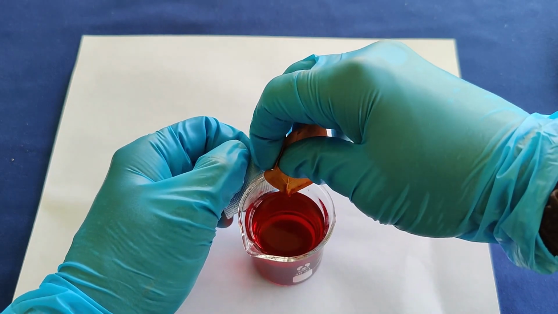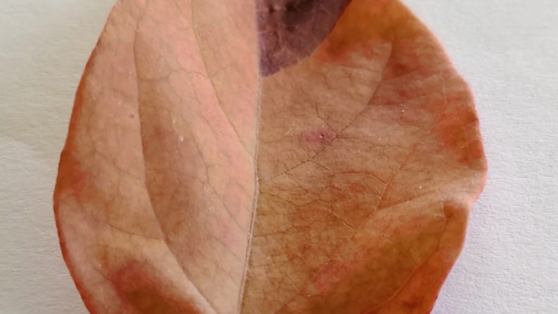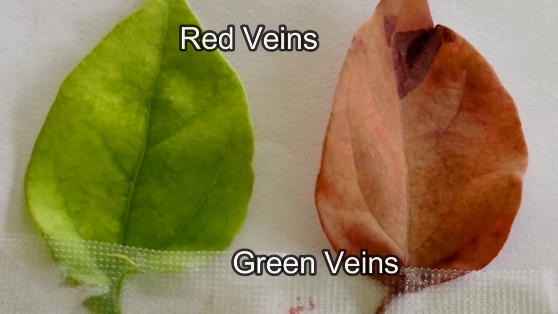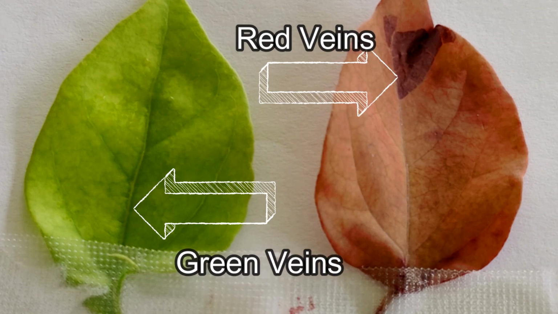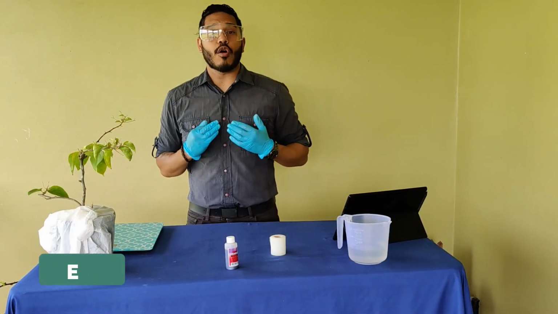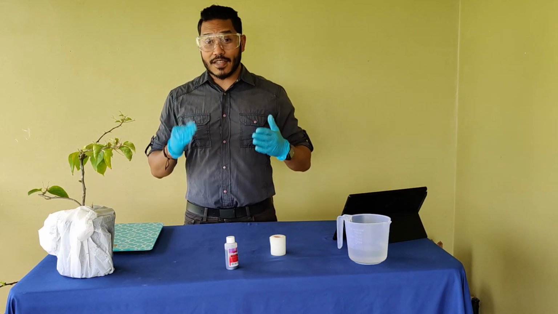The leaf has a notable red color. This is due to the solution moving into the leaf via transpiration pull. Looking at a side-by-side comparison of the leaves, you can see that not only the cells but also the veins have changed color. It has now been 24 hours since we put our plant into the sun. Let's take its final weight.